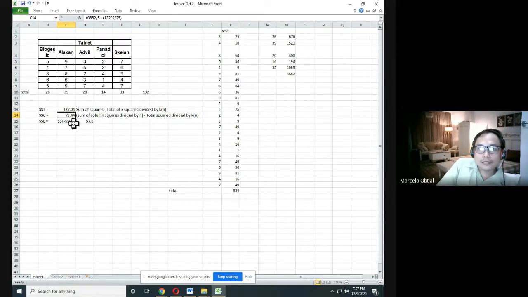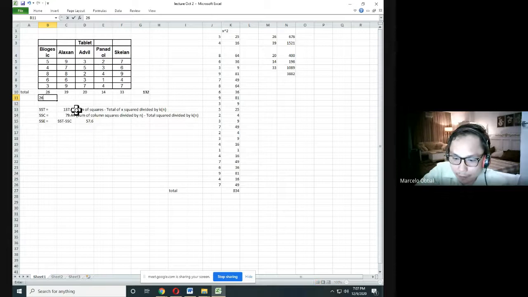So after nya, let's proceed. Total natin per column, 26, 39, 20, 14, 33. I-square natin kada isa ito and get the total, no? So ang answer is 3882. Check natin. 26 raised to the power of 2, or 26 squared. I got to put equal sign.